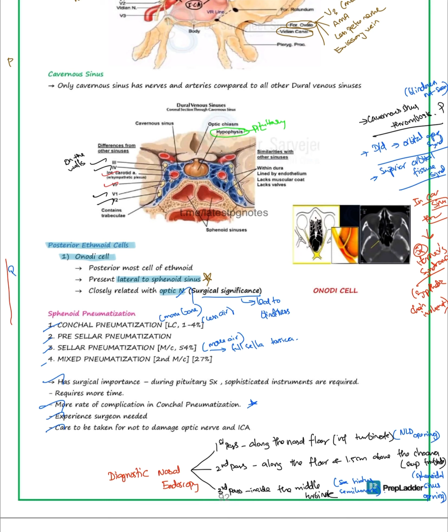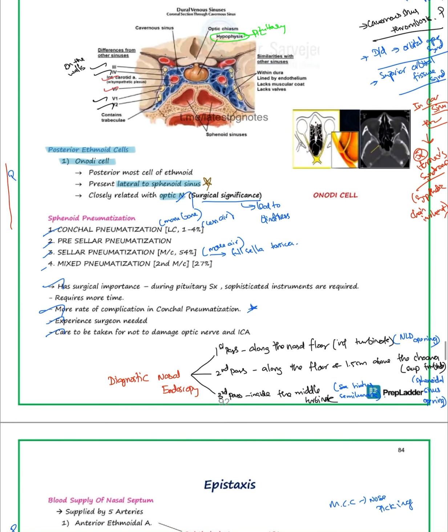Okay, in cavernous sinus thrombosis, Horner syndrome is present due to sympathetic chain involvement, but it is not present in superior orbital fissure syndrome and orbital apex syndrome. Okay, then we need to see about the posterior ethmoidal air cell, which is the Onodi cell. The Onodi cell is present in the posterior most ethmoid. Okay, it's present lateral to the sphenoid sinus.